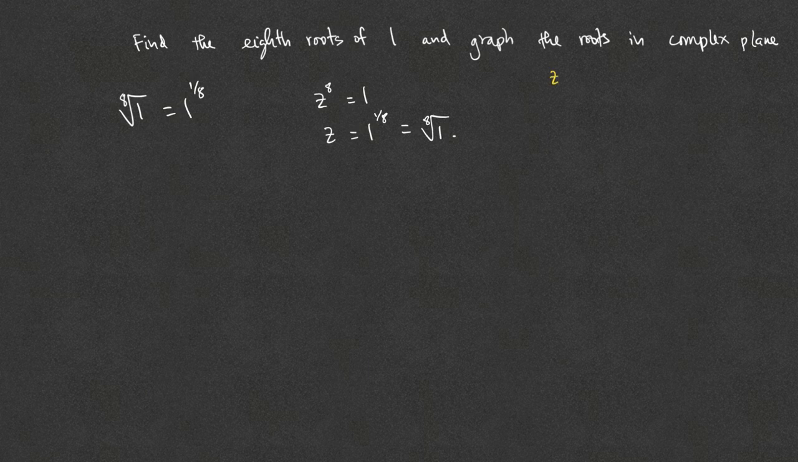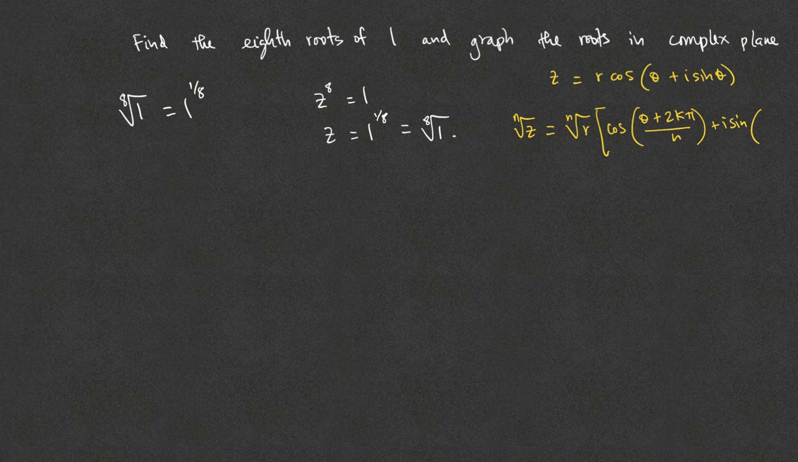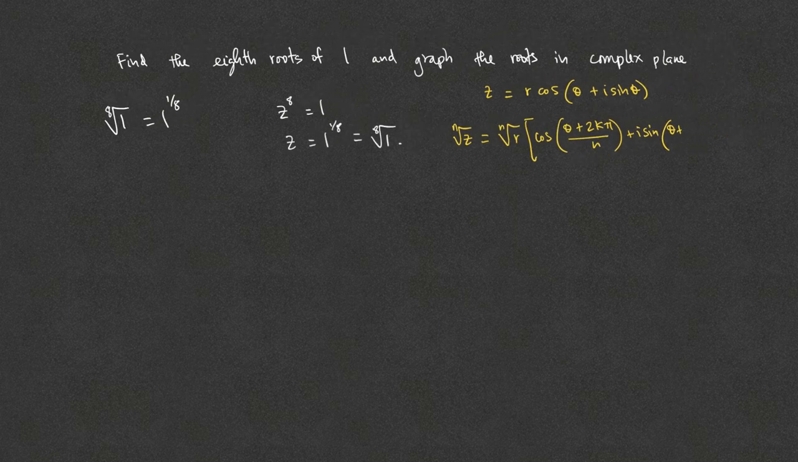We state that if the complex number z equals r times cosine of theta plus i sine theta, then the n-th root of z is the n-th root of the modulus r times cosine of theta plus 2k pi over n, plus i sine of theta plus 2k pi over n, where k is an integer starting at 0, 1, all the way to n minus 1.